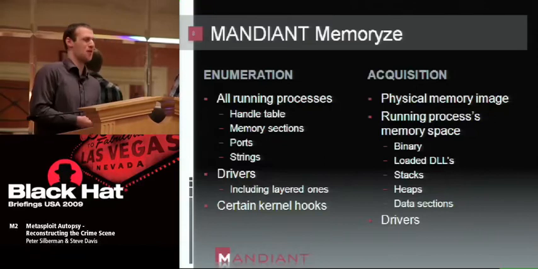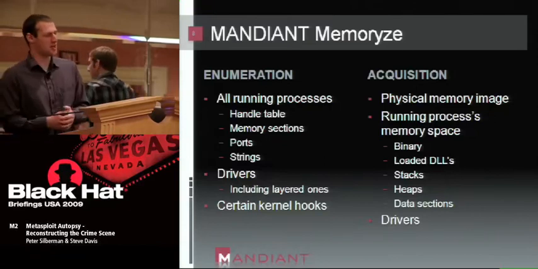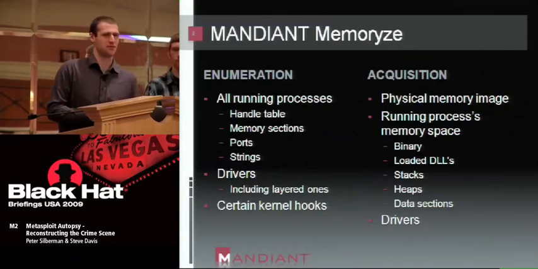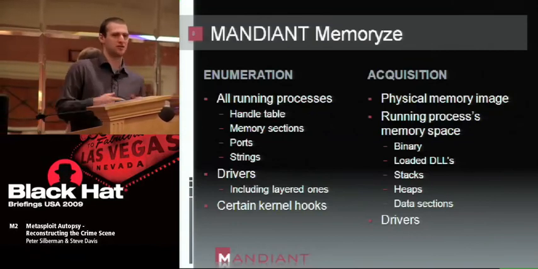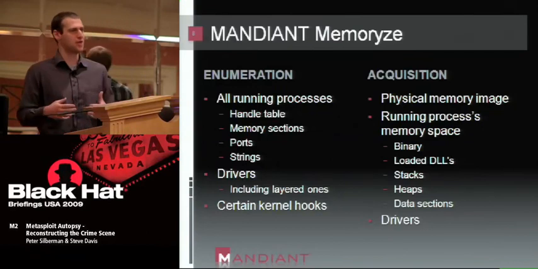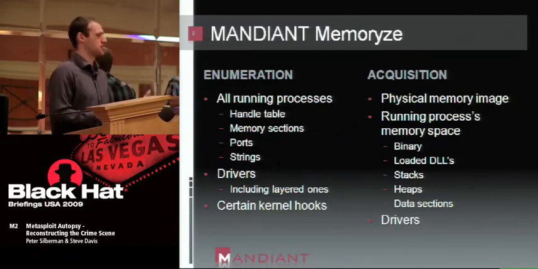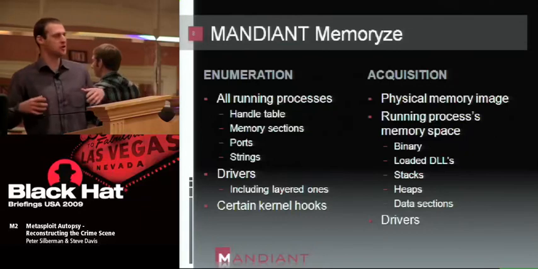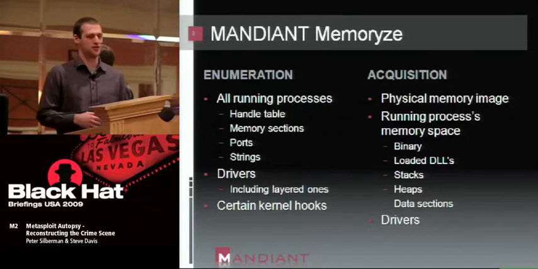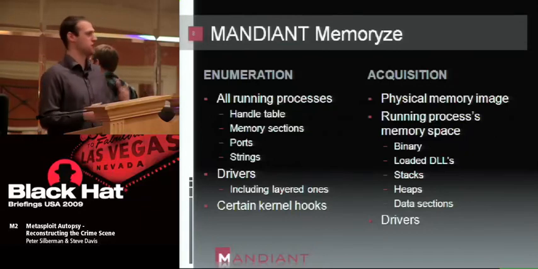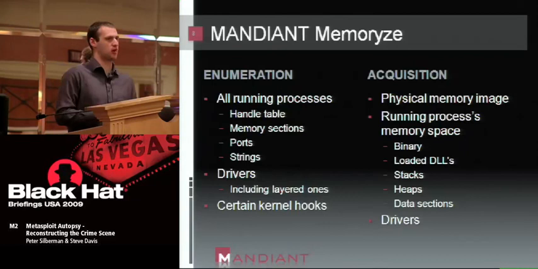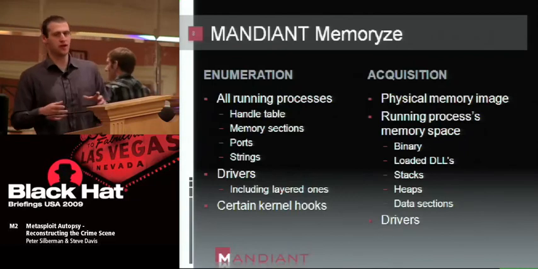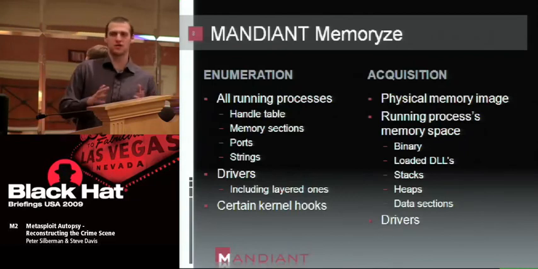Yeah. So Memoryze has the ability to do a couple things. It can enumerate all the running processes on the system. And when we're talking here, we're not making API calls. So it's actually accessing physical memory or going through a DD and enumerating all the processes on a system. It's then going to enumerate the handles that are open for each process, the memory sections that are utilized for each process, the ports that are open for each process, and the strings per process. So this is all done without API calls, and we'll discuss how some of this is done.